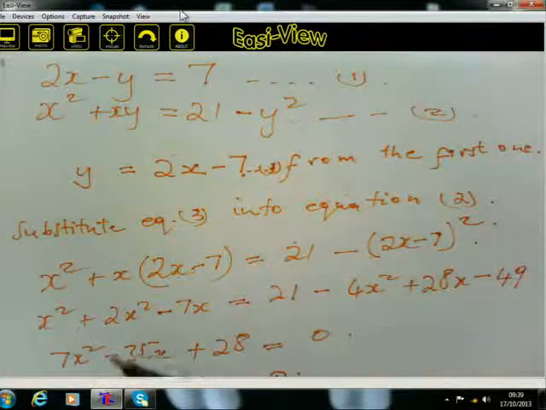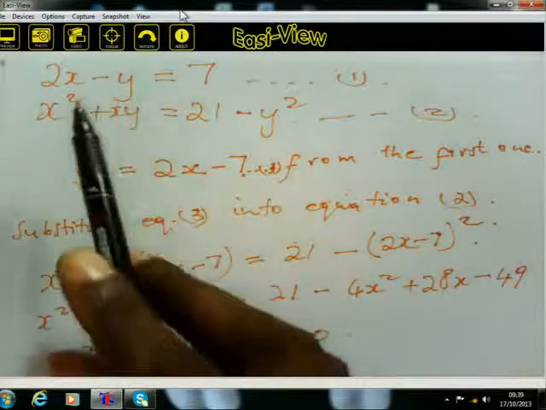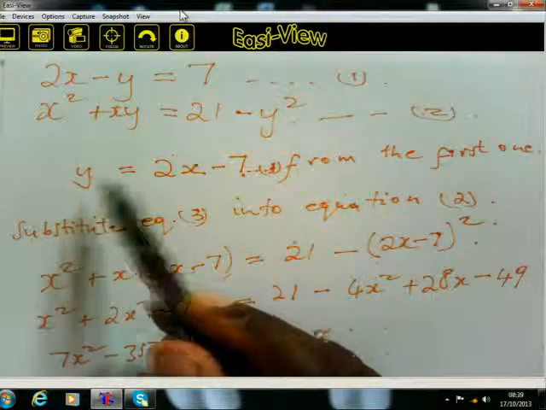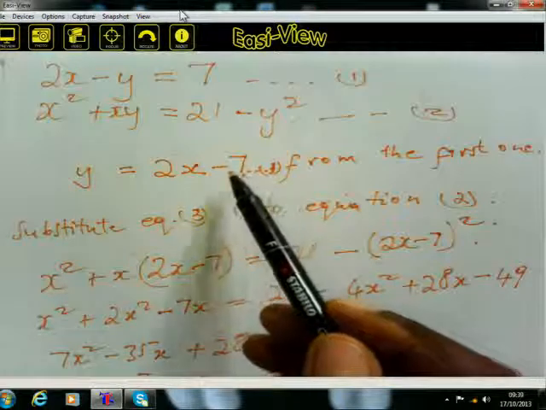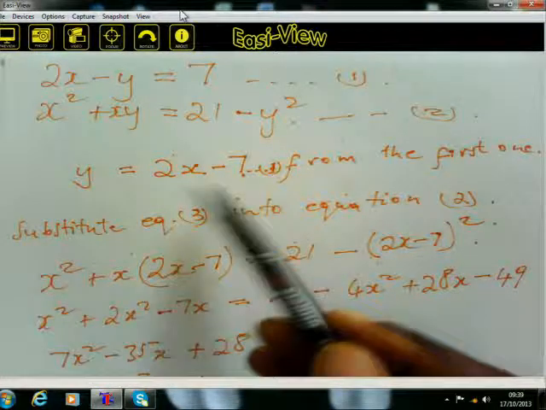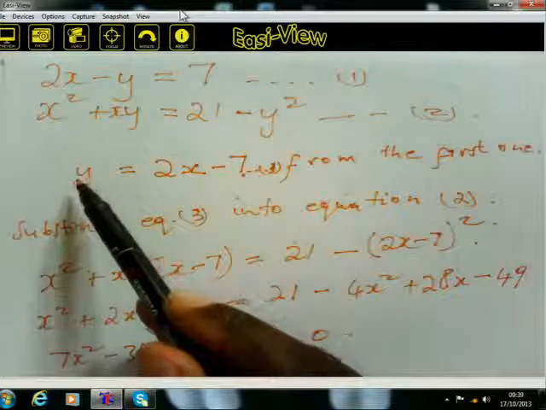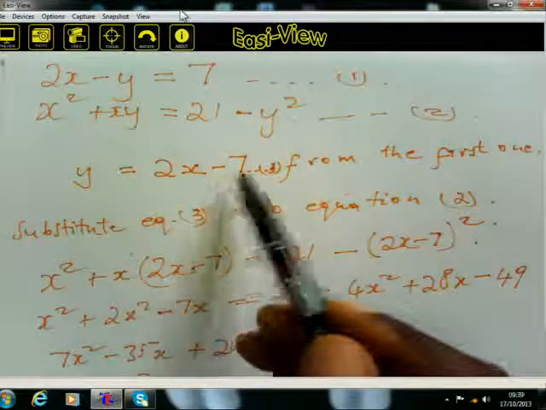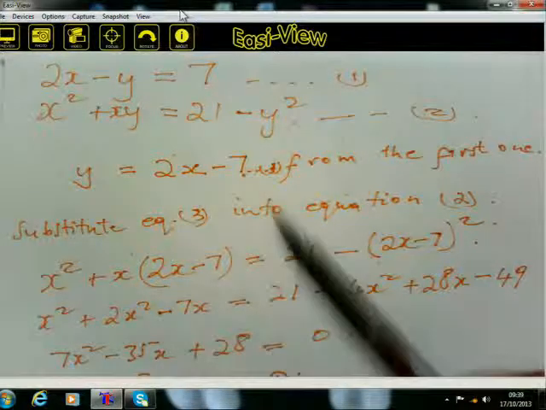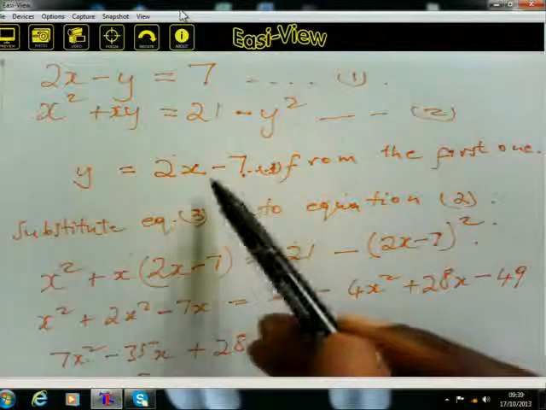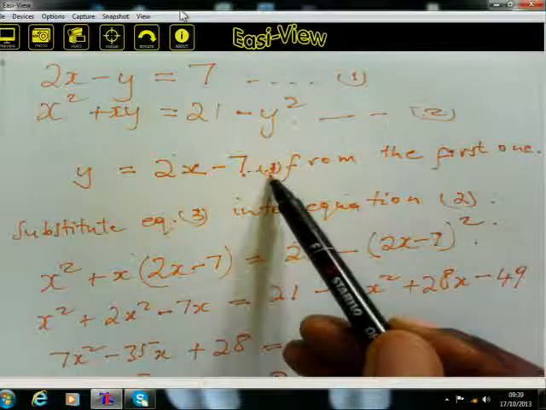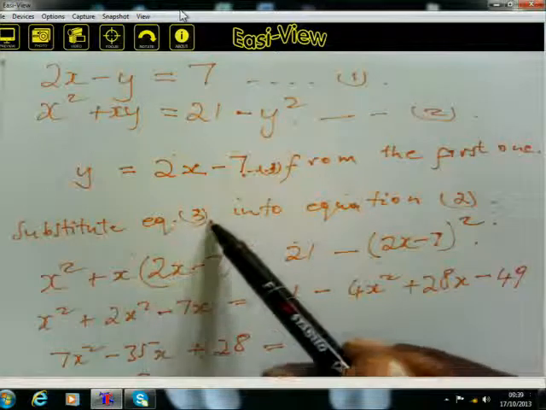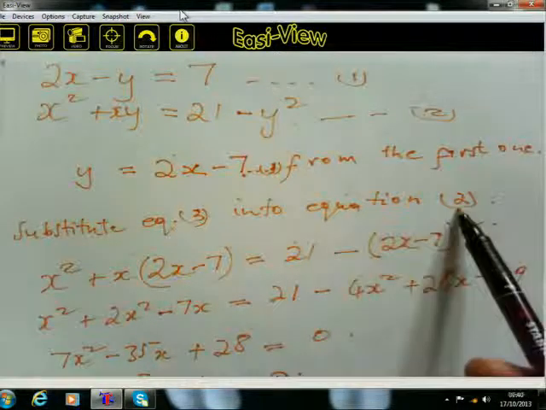Now, in the first one, the linear one, I've made y the subject of the formula. Now, if I make y the subject of the formula, it will change to y, which is equal to 2x minus 7. And then y equals 2x minus 7 will be equation number 3. Now, I say substitute equation number 3 into equation number 2.